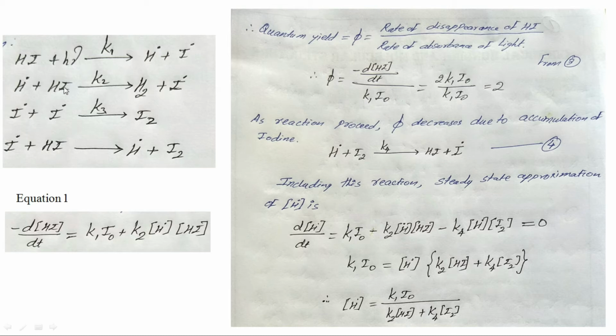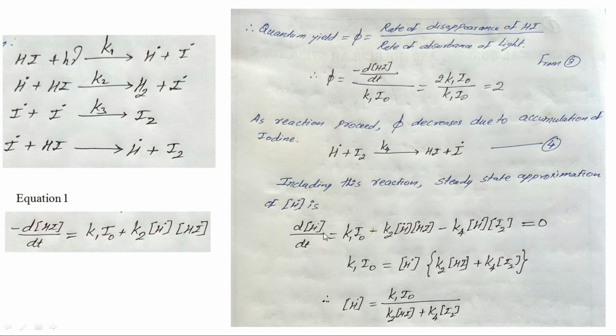In the second step hydrogen free radical is consumed, so a minus sign will come, K2 into concentration of H• into concentration of HI. And as we can see in equation 4, here also hydrogen free radical is consumed, so minus K4 hydrogen free radical into iodine free radical, and this particular algebraic sum is equal to 0.